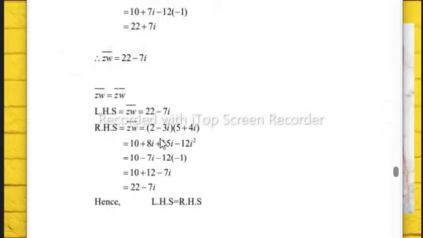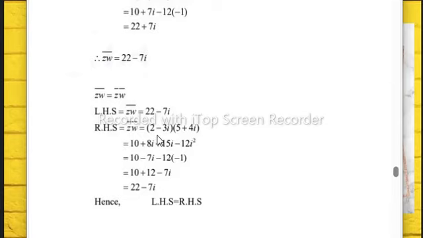So the right hand side has the value z conjugate into w conjugate. So first we write the conjugate of z. The value of z was 2 plus 3 iota, while we write 2 minus 3 iota as its conjugate, while w conjugate has the value 5 plus 4 iota, where we already changed the sign of 4 iota.